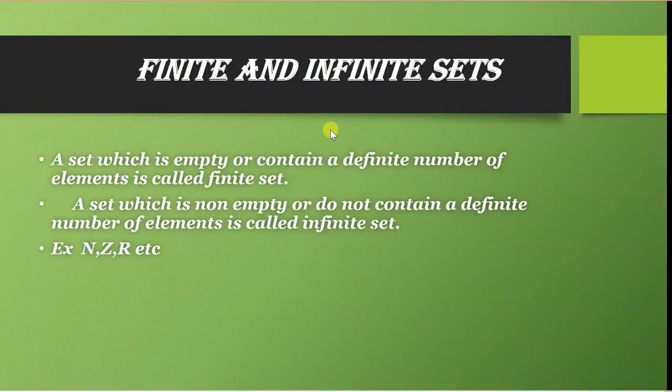Next is finite and infinite sets. Finite set means a set which is empty or contains a definite number of elements is called finite set. And a set which is non-empty or does not contain a definite number of elements is called an infinite set. For example, set of natural numbers, integers, reals, all these sets are infinite sets because they are having infinite number of elements.